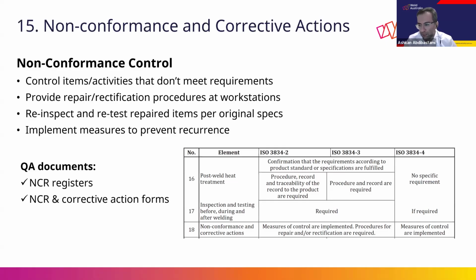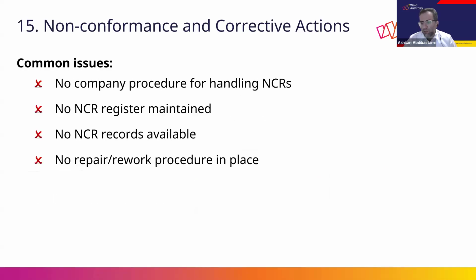So for each specific NCR, you need to complete that form and detail the problem, corrective action, and preventive action. And these are two main documents that we usually verify during the audit, especially for part 2. Common issues here include lack of company procedures for handling NCRs, lack of NCR registers and records, and no repair or rework procedure in place.